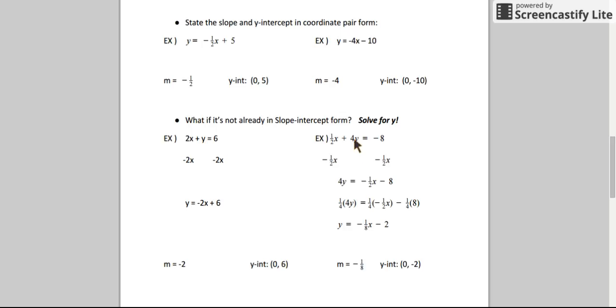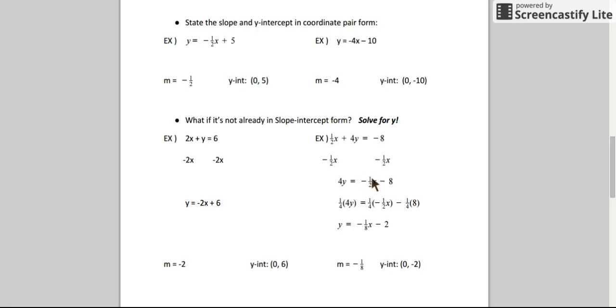If I want to solve this for y, I'm going to subtract that x term first, subtract 1/2 x from both sides, shift that -8 to the outside. So now we have 4 times y equals -1/2 x minus 8. To get y by itself, we're going to divide by 4, which is the same as multiplying by 1/4. And that might be a little bit easier than dividing by 4. We got to do that to every single term here. So if I divide this by 4 or multiply by 1/4, I just get y, which is what I wanted.